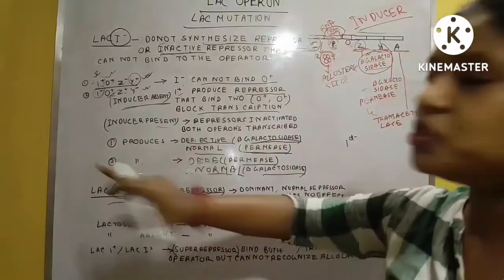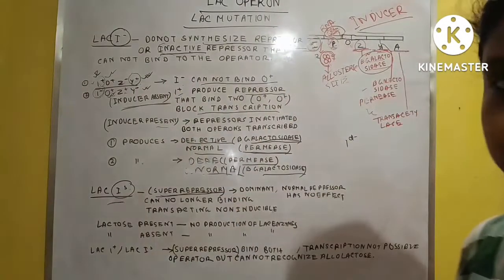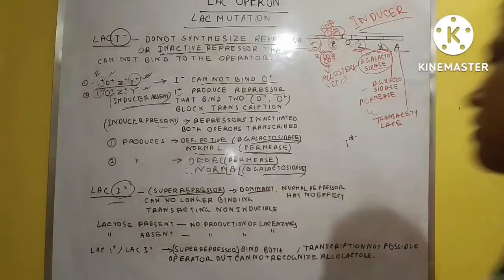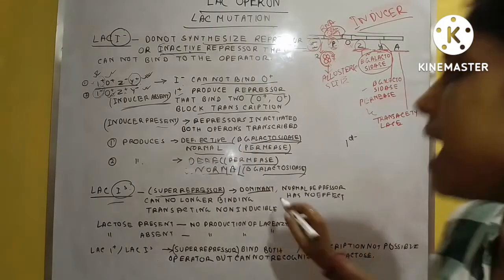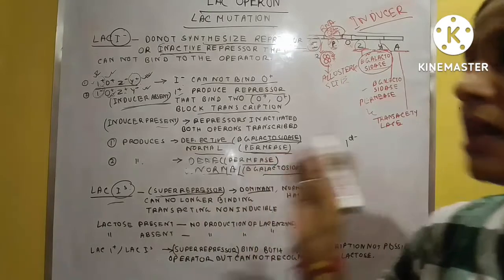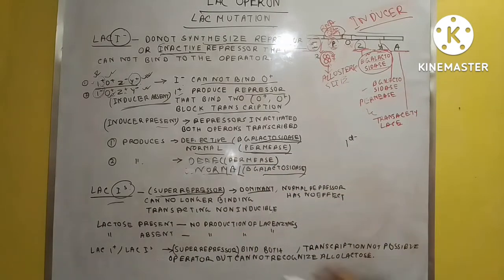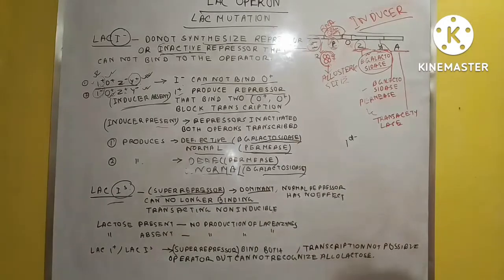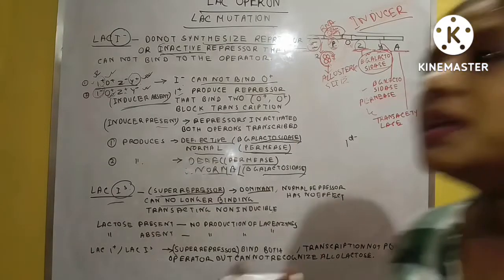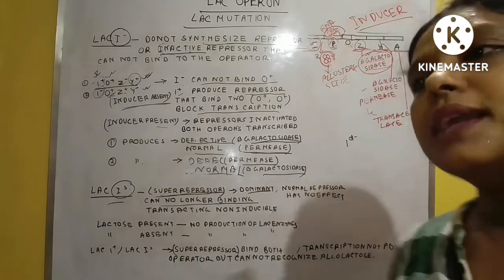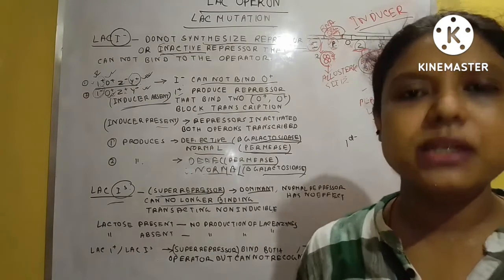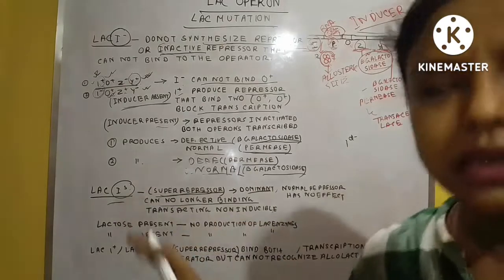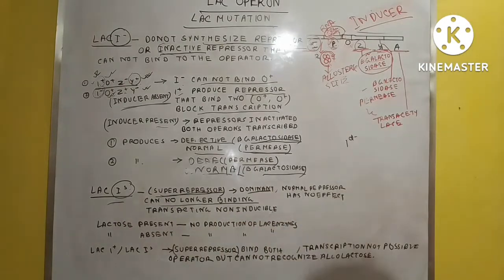This is very sufficient for binding the operator, okay? This is because the super repressor is dominant, obviously, okay? This is dominant, and another important thing is that this can no longer bind to the operator site, okay? In case of the wild type repressor, it can bind for a longer period of time with the operator, but the Lac IS super repressor cannot bind for a longer period of time with the operator system.